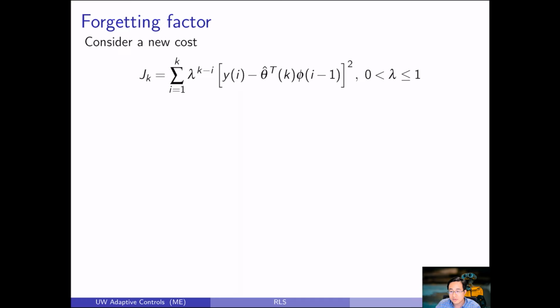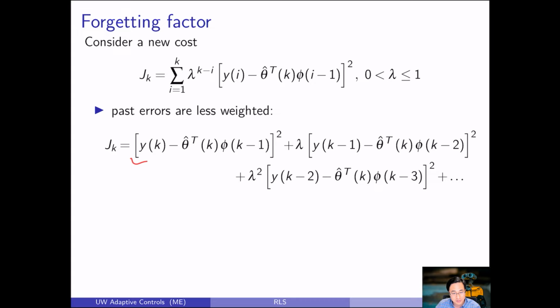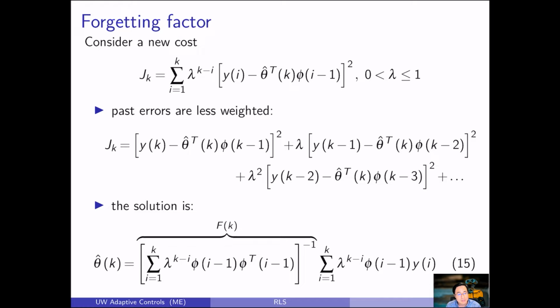The error of prediction at time k is fully weighted, and the error at time k minus 1 is weighted by lambda, and the error at time k minus 2 is weighted by lambda squared. If lambda is chosen to be less than 1, then data in the past have less and less significance the further away they are from the current time. The solution to this modified cost has the same structure as before, with the difference that the forgetting factor lambda will enter both the adaptation gain update F as well as the update of the parameter estimate theta.